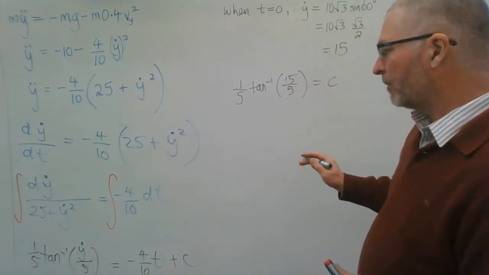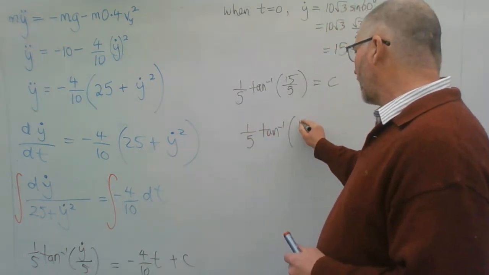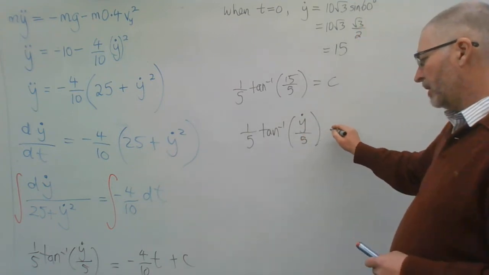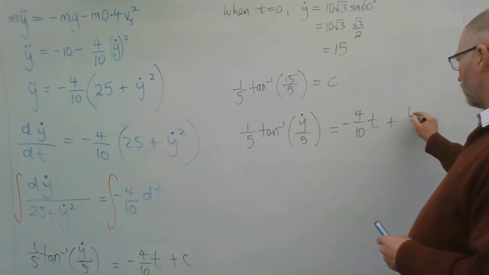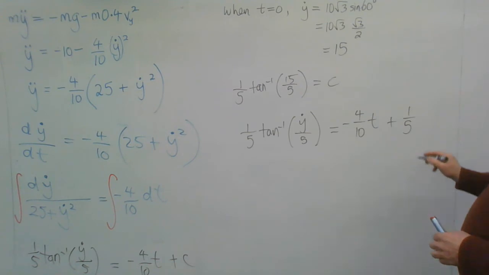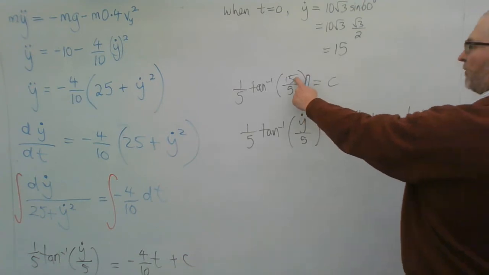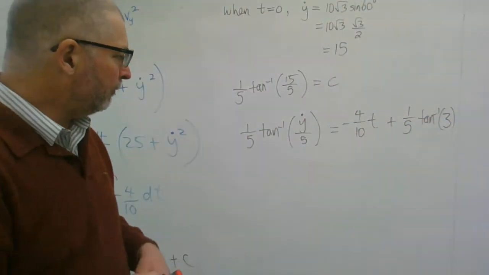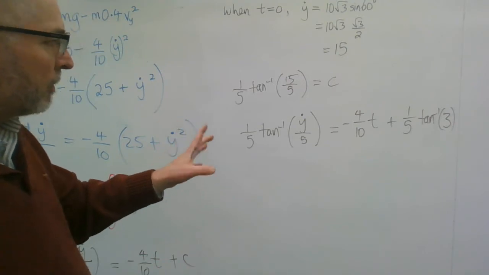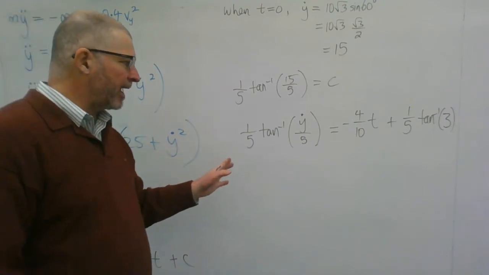So that means we can write what we had as 1/5 inverse tan of y dot on 5 equals minus 4/10 t plus 1/5 inverse tan of, and 15 on 5 is 3. So there we go. I just want to get y dot by itself now here.